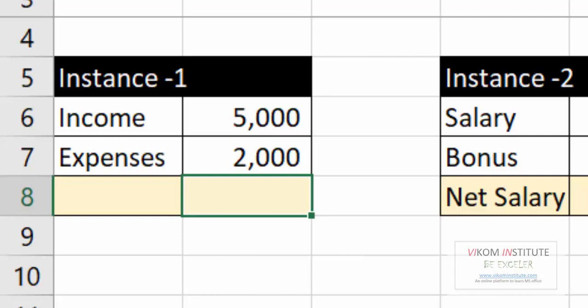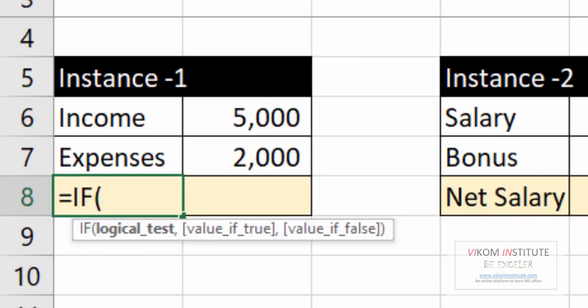So let's calculate, but what we are doing here, we are calculating loss also. Suppose for the sake of simplicity our expenses would be 6,000, then in that case our loss would be 1,000. So let's compute with the IF function. Here we have IF, and three arguments: logical test, value if true, and value if false. Logical test means what do you want to analyze? So I want to analyze whether my income is greater than my expense.